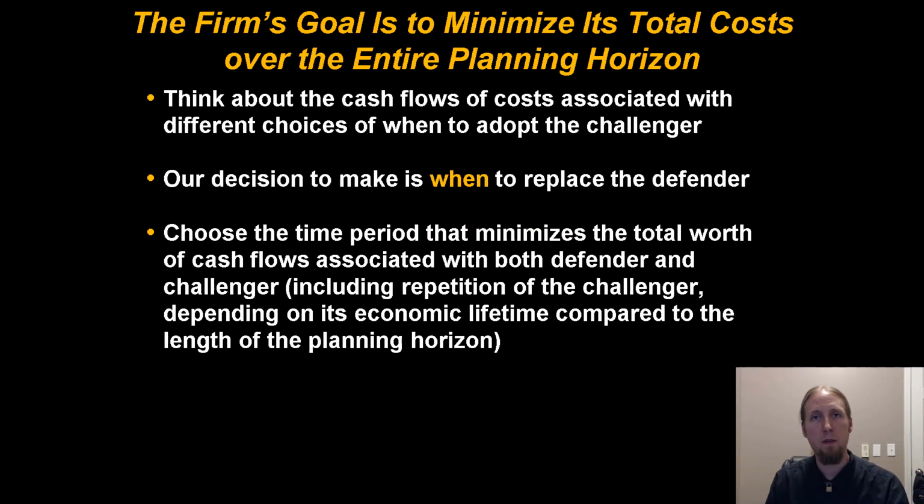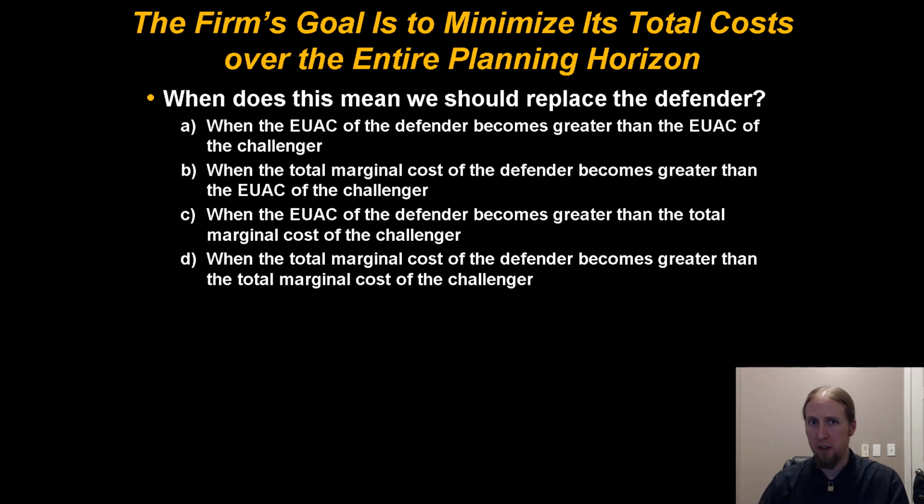Therefore, the decision we need to make is when to replace the defender with the challenger. And we're going to make that decision by minimizing the total costs over the entire planning horizon. So what we're going to do is we're going to choose the time period that minimizes the total worth of cash flows associated with both defender and challenger, including the possibility of having to repeat the challenger depending on whether its economic lifetime is greater than or less than the length of the planning horizon after we replace the defender with it. To test whether you understand the implication of this, try looking at this question and answering it before you move on.